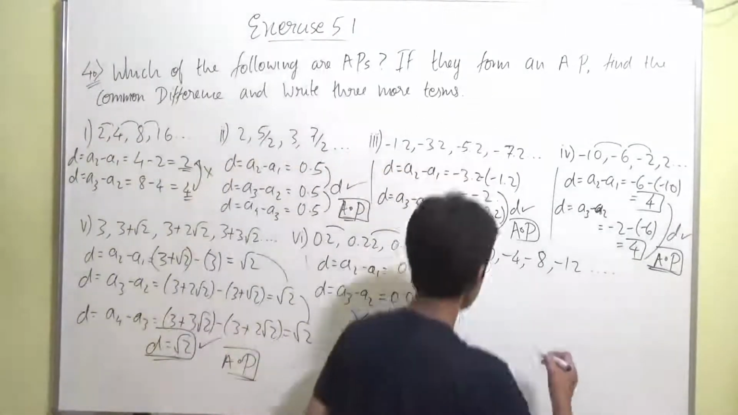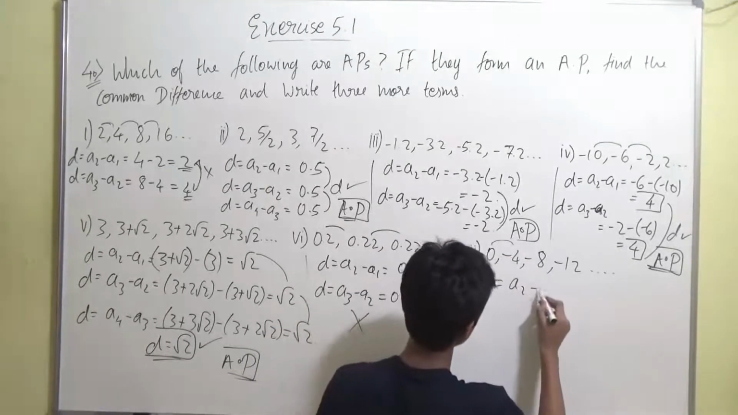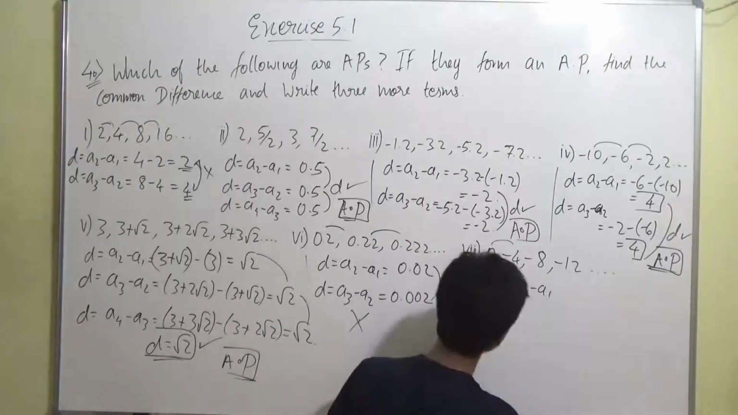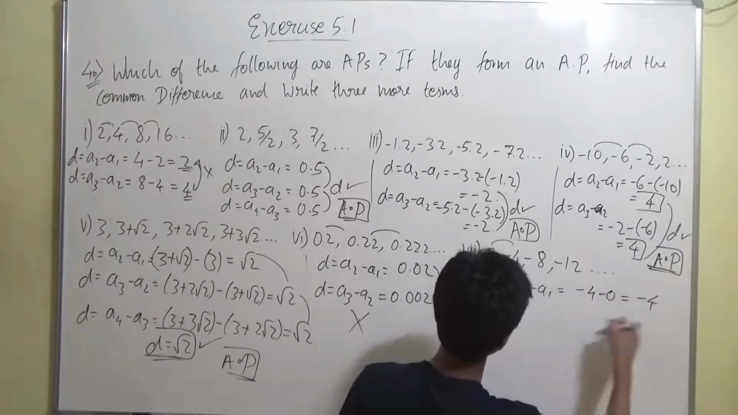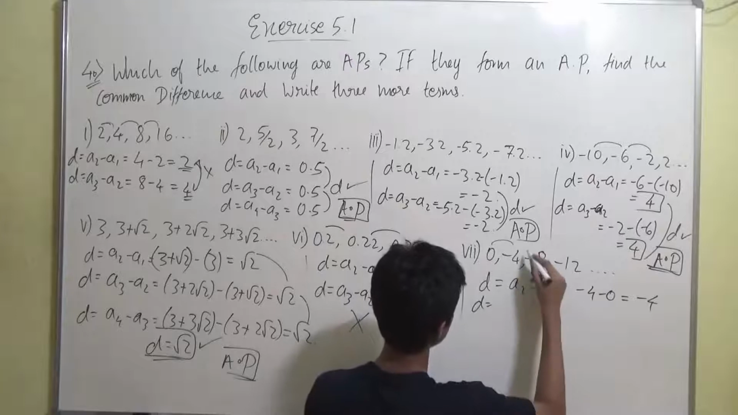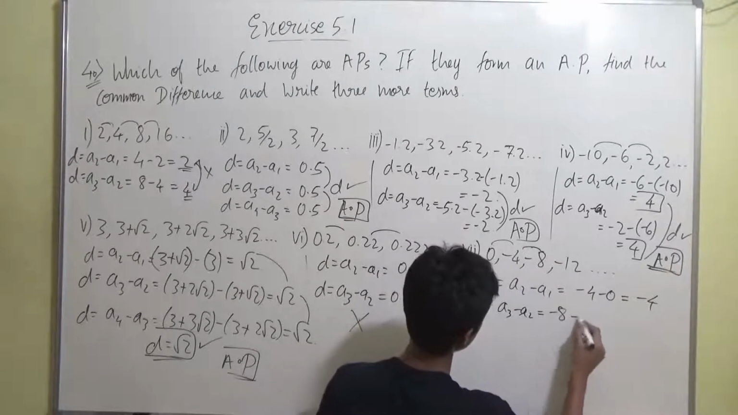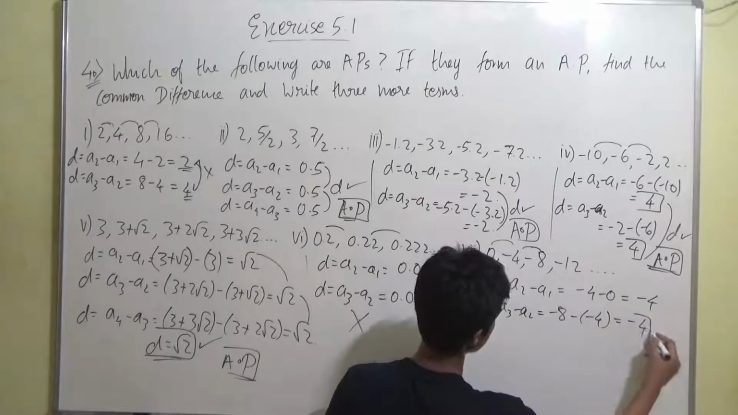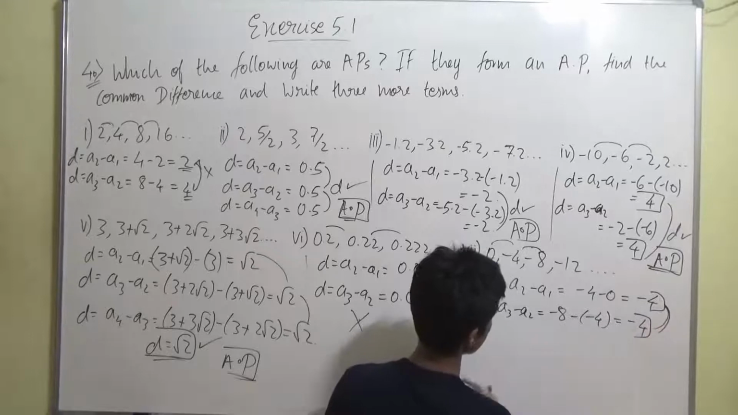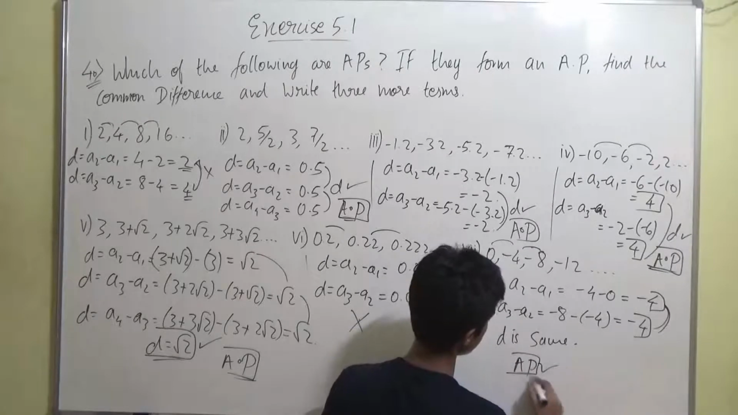Now let's find D here. D will be, for these two terms, A2 minus A1, which is equal to minus 4 minus 0, equal to minus 4. Again, if you find for these two terms, that is A3 minus A2, it will give you minus 8 minus of minus 4. This will become minus 8 plus 4, which will become minus 4. Getting it, guys? The D is same, which means it is an AP.